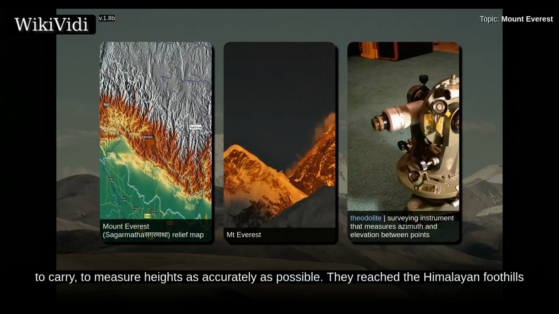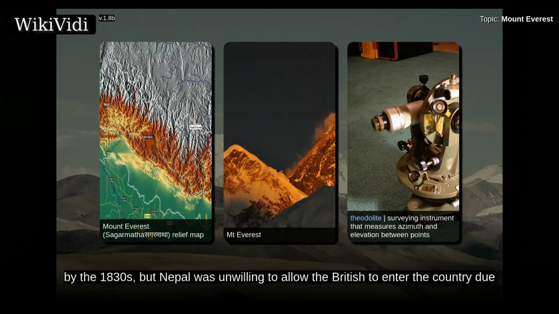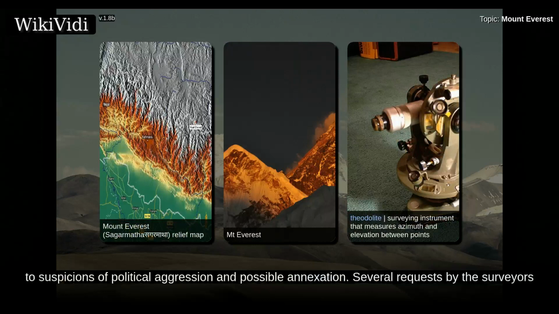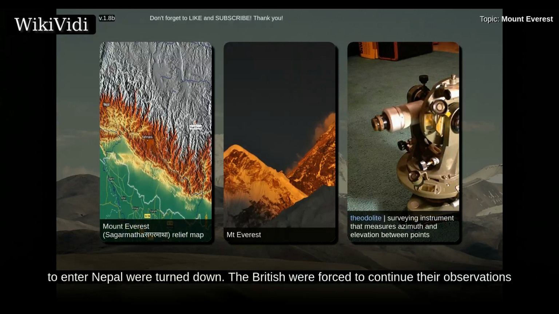They reached the Himalayan foothills by the 1830s, but Nepal was unwilling to allow the British to enter the country due to suspicions of political aggression and possible annexation. Several requests by the surveyors to enter Nepal were turned down.